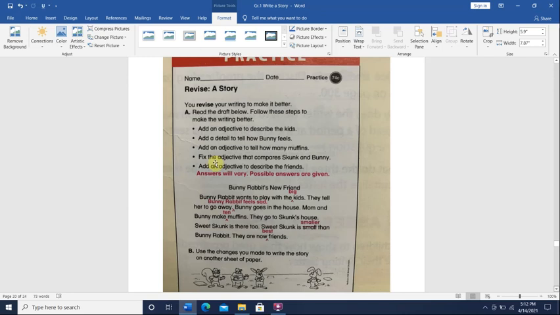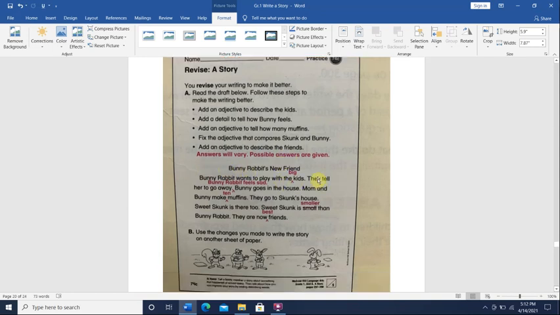So the title is Bunny Rabbit's New Friend. Bunny Rabbit wants to play with the kids. They tell her to go away. Bunny goes in the house. Mom and Bunny make muffins. They go to Skunk's house. Sweet Skunk is there too. Sweet Skunk is smaller than Bunny Rabbit. They are now friends.